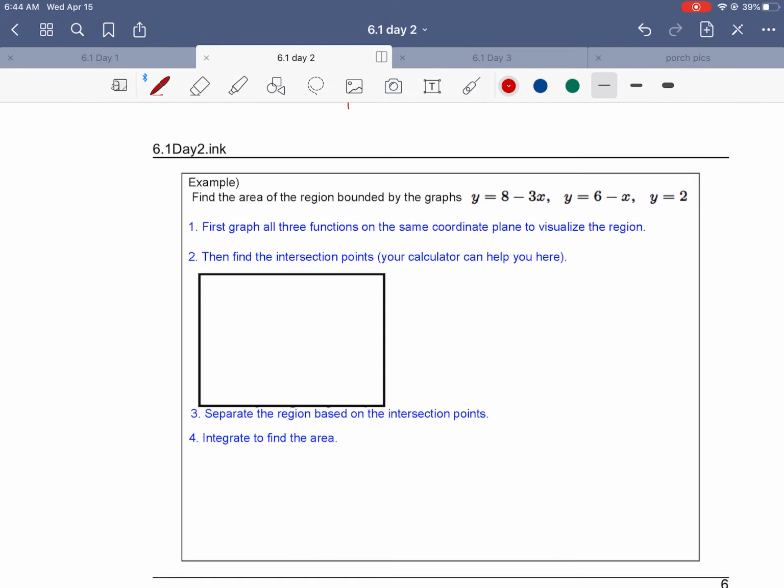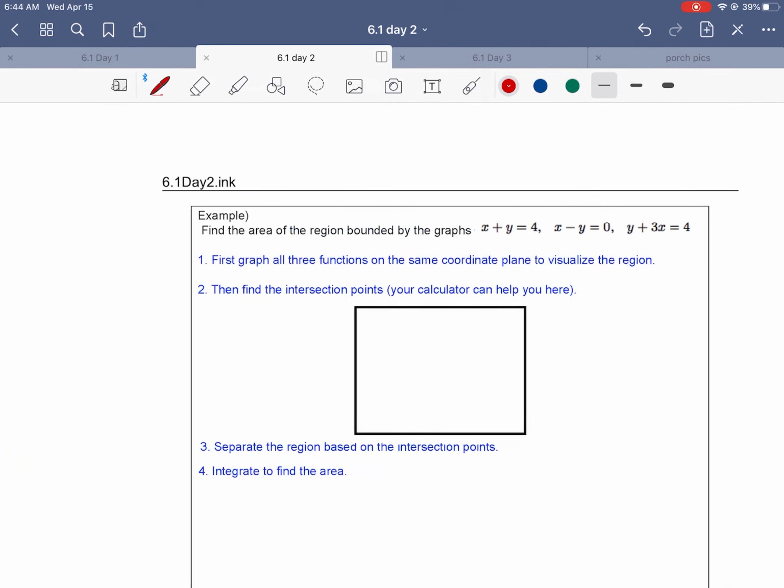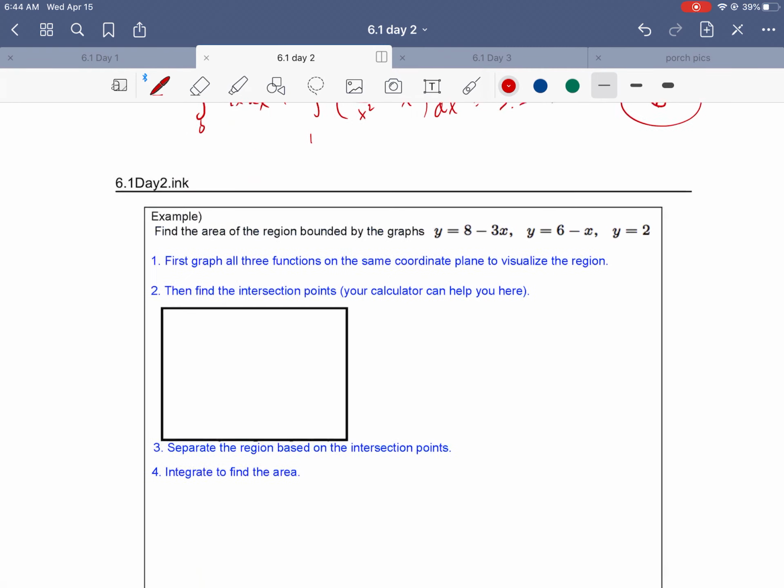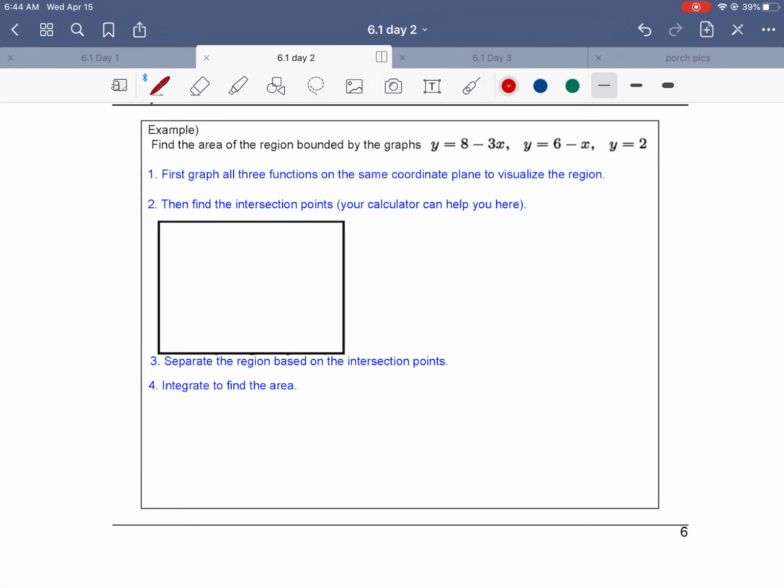Alright, next one. We have 3 lines. Last two. 8 minus 3x, 6 minus x, and the horizontal line of y equals 2.